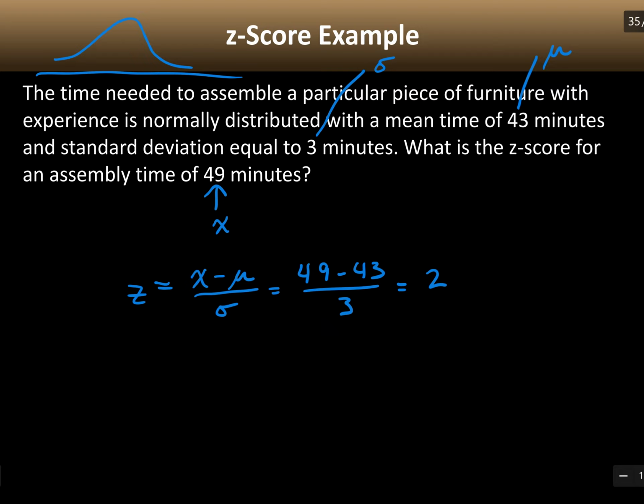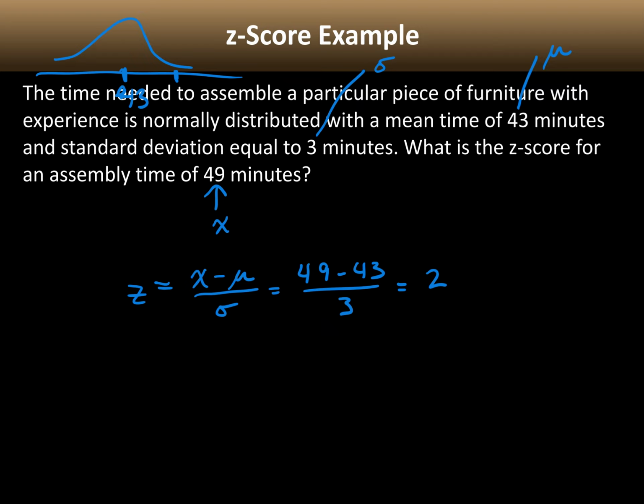So that tells us that we are 2 standard deviations above the mean. It's a positive number, and so that tells us we're above that. Makes sense. 49 is greater than 43. 43 would be about here, right? 43 and 49 would be way out here, and so we are 2 standard deviations above the mean.